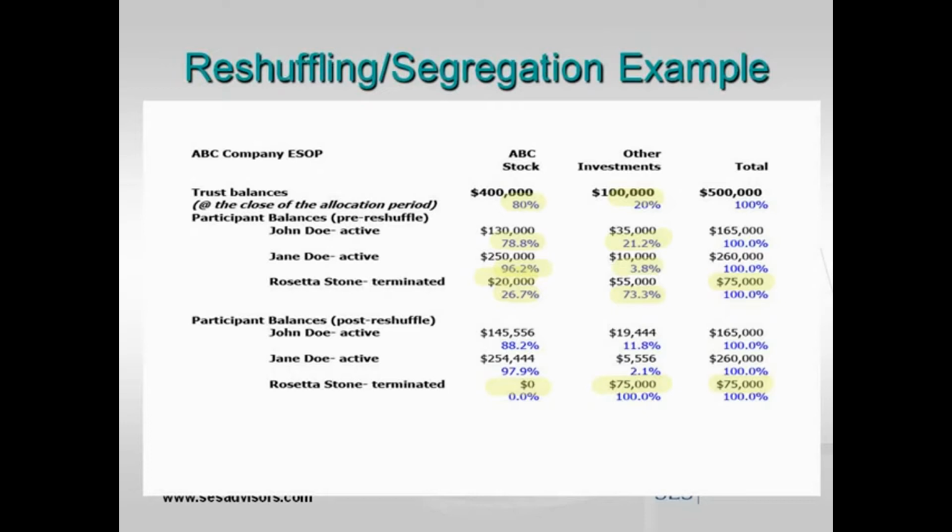So a lot of ESOPs have segregation or reshuffling provisions that say, at the plan administrator's or at the trustee's discretion, if the trust has sufficient cash, the plan will exchange assets of equal value for company stock of equal value, just as we demonstrated in the example with Rosetta Stone.